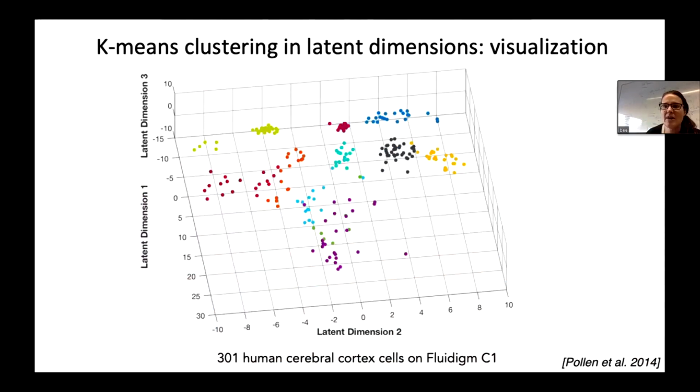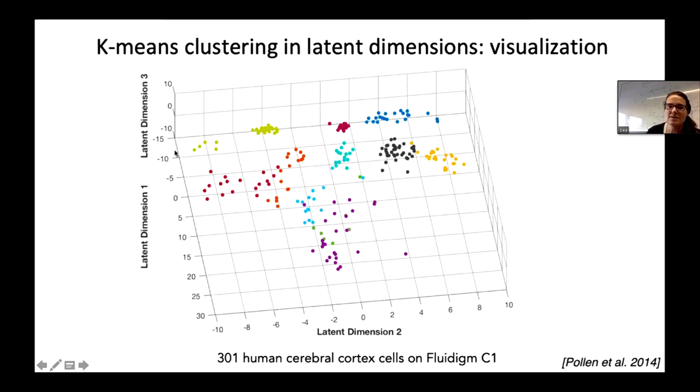Once we build that manifold, we can do things on top of it, like I said. So the first thing we did was just do k-means clustering in these latent dimensions. Here you're seeing the points. Each of these are colored by the cell type. This is the Pollen et al. data set, which is about 301 human cerebral cortex cells.